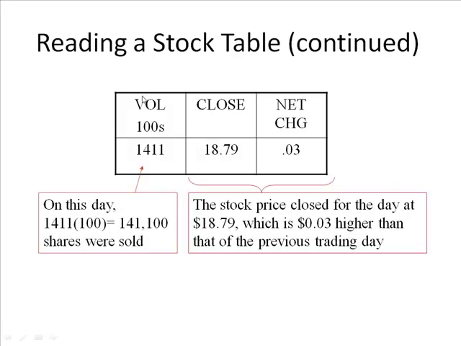When we look at the volume column, this is telling us volume in hundreds. So I would take this number and multiply it by 100 to find out that 141,100 shares were sold on that particular day. Close represents the closing price, and the net change gives us the change over the closing price the previous trading day.